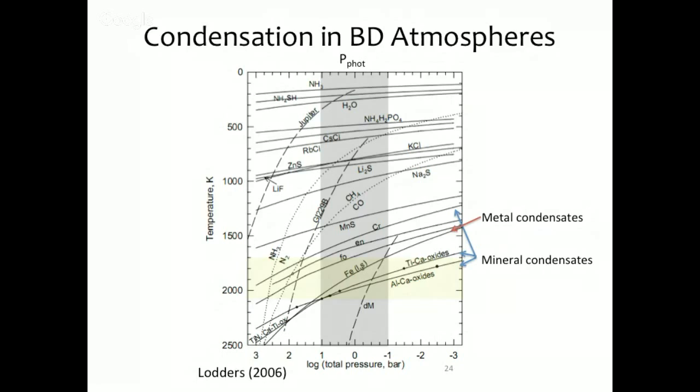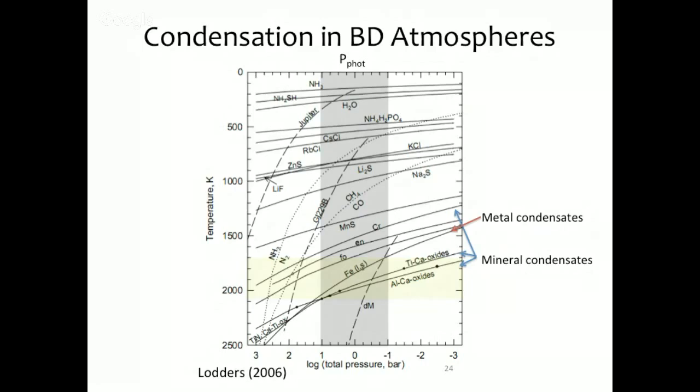For example, this line right here is the equilibrium abundance between carbon monoxide and methane. As you go to lower temperatures or higher pressures, carbon is favored to form methane as opposed to carbon monoxide. This is a transition we see in the spectra as we go from L dwarfs to T dwarfs: the carbon goes from carbon monoxide to methane. There are a bunch of these gas transitions, but all these solid lines down here are transitions between gas and solid species. For example, in this yellow band, which corresponds to the temperatures of L dwarfs, you have transitions between gas species and aluminum calcium oxides, titanium calcium oxides, and even liquid and solid forms of iron. These are just basic chemistry, how these different species change state as they go through different temperatures.